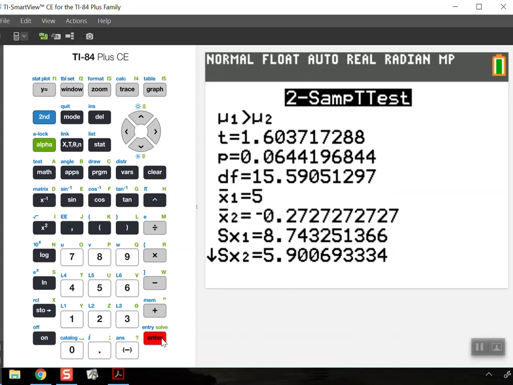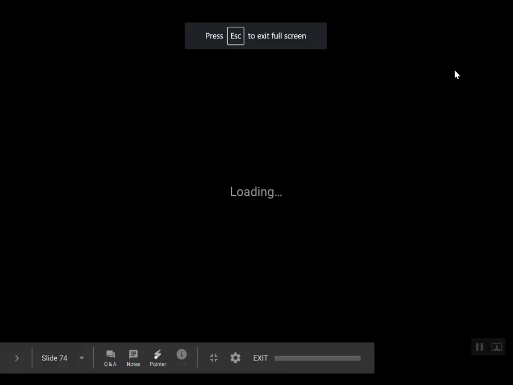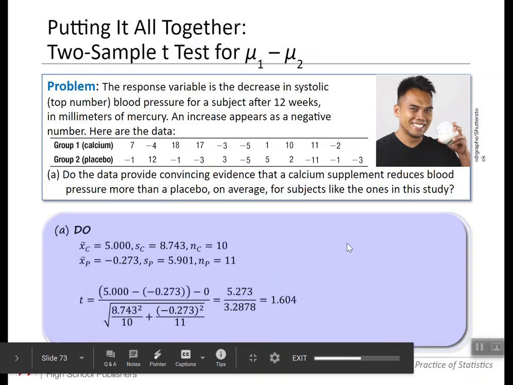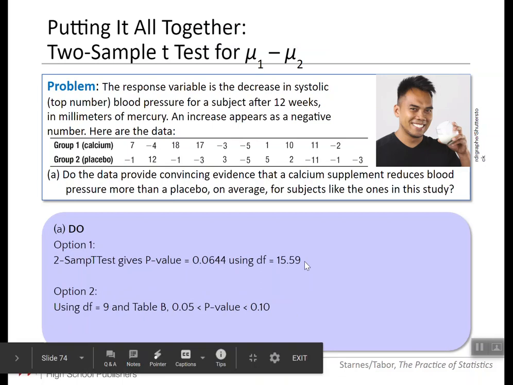If you compare what's on this slideshow that's done by hand, you get the same values. My t-value is 1.604, and then my p-value is 0.0644. And that matches what I have here for my t-value and my p-value.